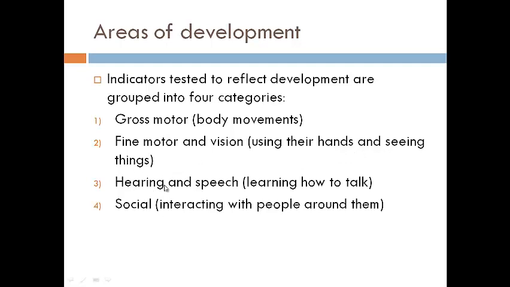The third area is testing their hearing, which is basically can they hear normally or not, and testing their speech in terms of how they are talking at a certain age. And the fourth region, or the fourth area, is their social development, which is basically how they interact with the people around them.